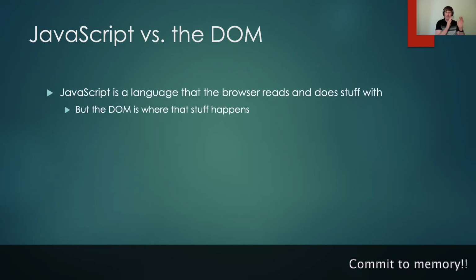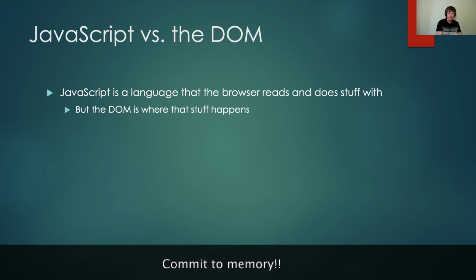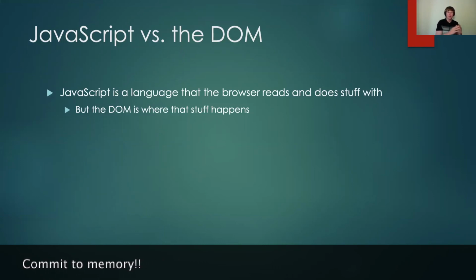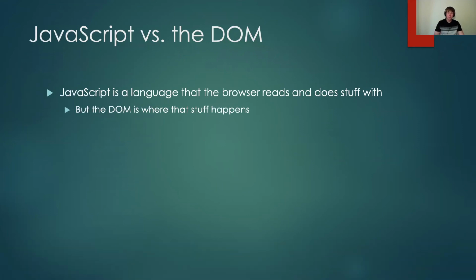JavaScript is a programming language. It's a language that the browser reads and does stuff with. But the DOM is where that stuff happens. I can access the DOM with another language besides JavaScript. JavaScript is just the default scripting language for the web. It's a default scripting language for HTML. I can use other scripting languages like PHP, Perl, Python, Ruby. It doesn't matter what language it is.